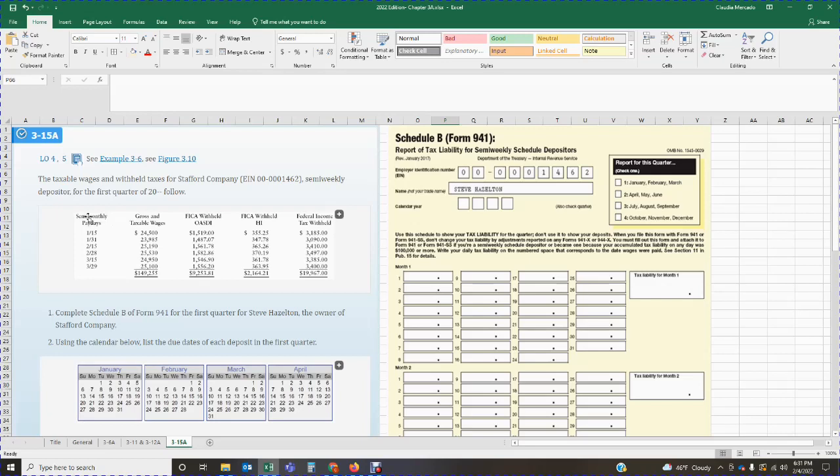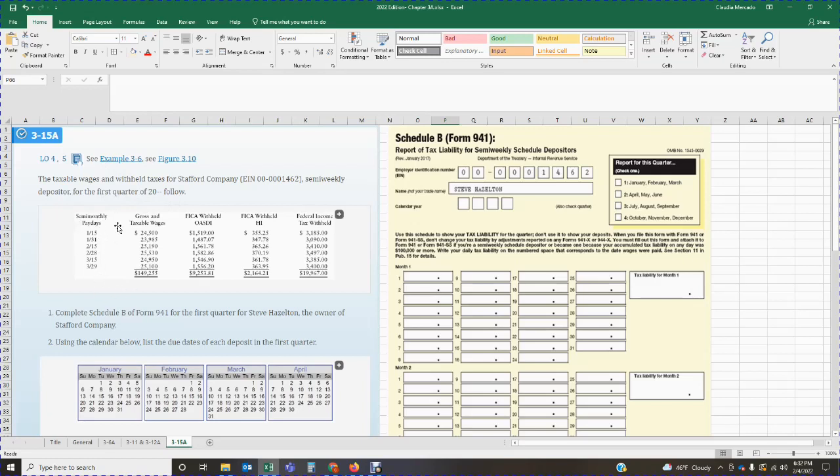Okay, so the problem states, and like I said, there's a lot of information. We are going to have to be doing some calculations, but once we get the hang of them, it shouldn't be an issue. So it says the taxable wages and withheld taxes for Stafford Company, who is a semi-weekly depositor for the first quarter, and this is for the first quarter, so that will be January, February, and March, follows. And then they give you the paydays.